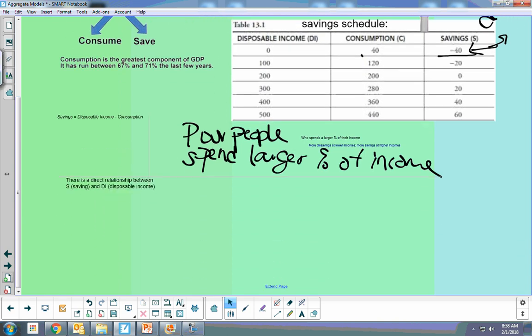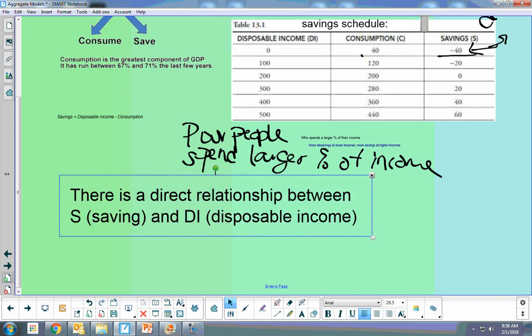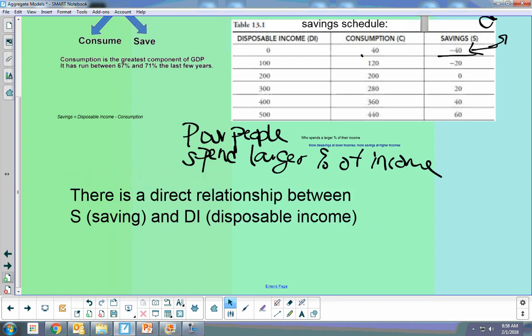So if we just said that poor people spend a larger percentage, there's a direct relationship between savings and disposable income. Has anyone ever heard of this term, disposable income? It's after what's been taken out. After taxes. So disposable income is your income after taxes.